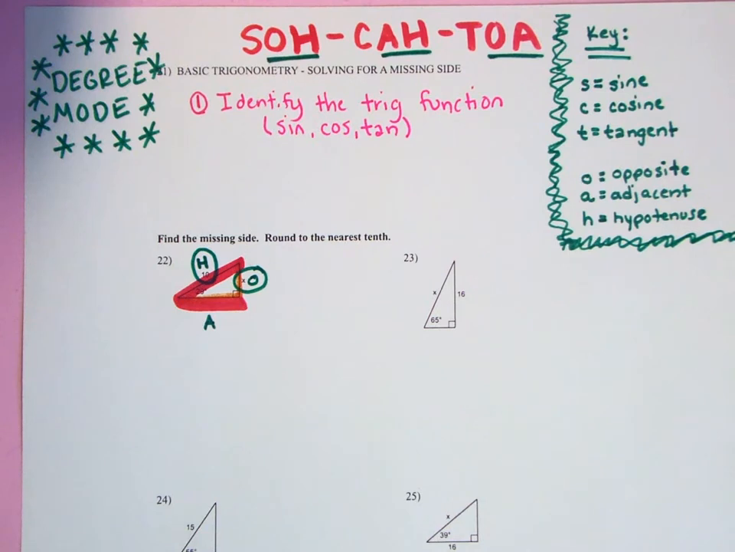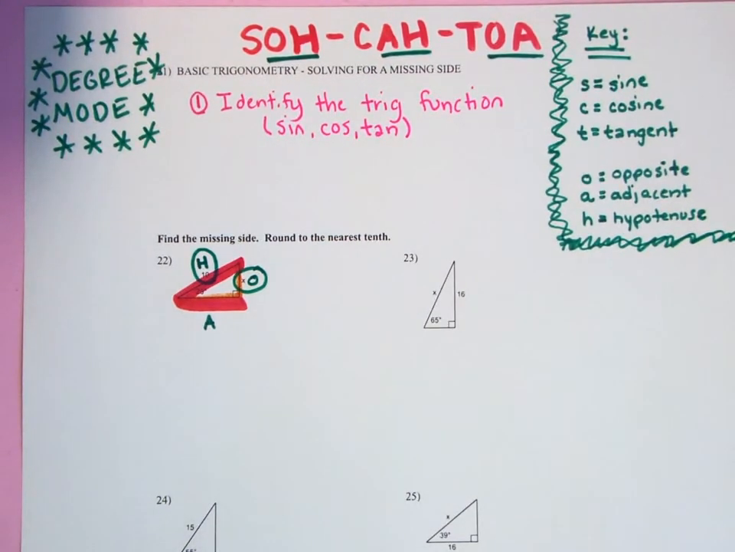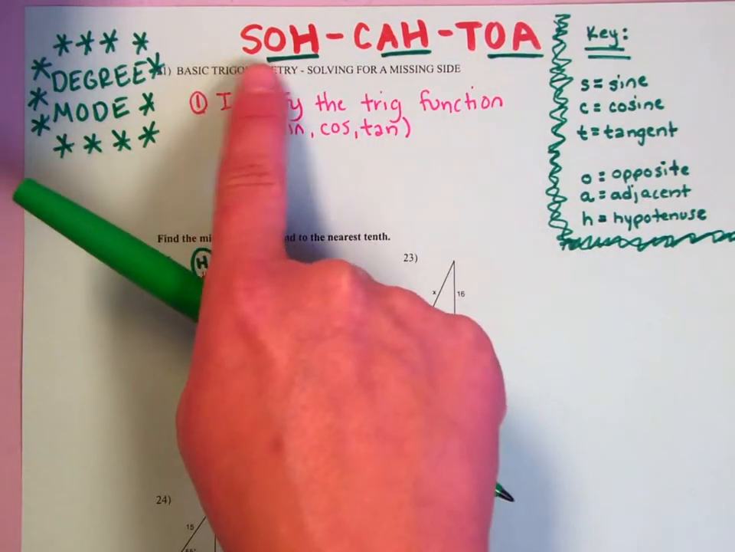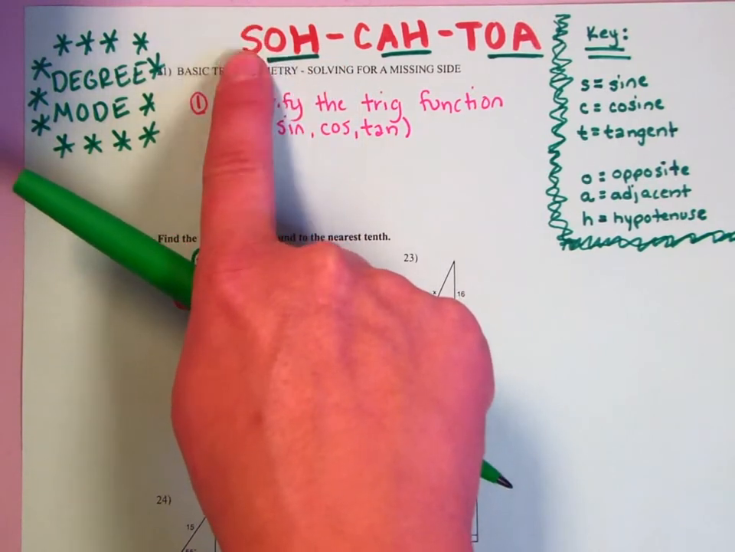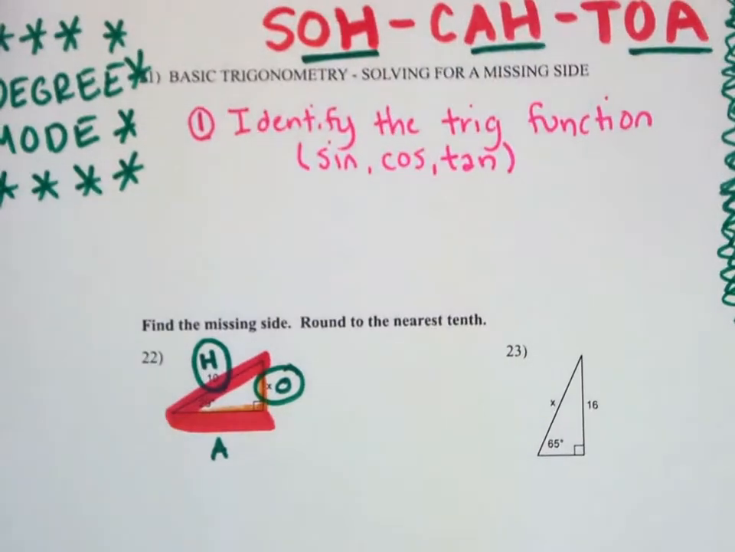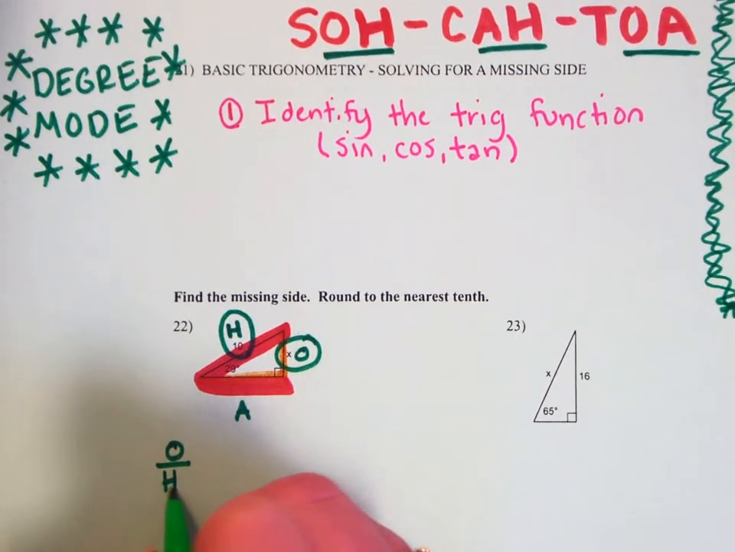Now, notice that I circled the two sides that we have information about. We have information about what two sides? H and O, or O and H. So we go back up here and we look at our SOHCAHTOA. Which one has OH together? So, which represents what function? Sine. So we're going to use the sine function. We know that sine is opposite over the hypotenuse.